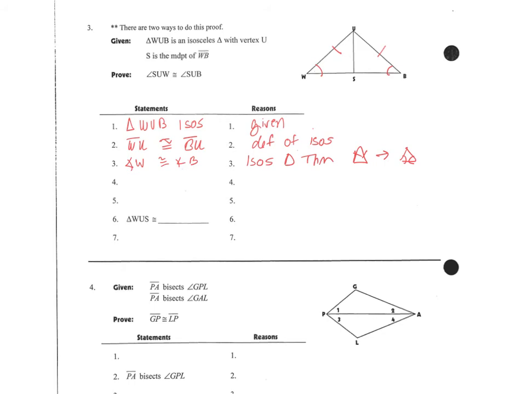The next thing that we could do from the second point of given information is that S is the midpoint of segment WB, and that is given. And so what that tells us, the definition of a midpoint, tells us then that segment WS is congruent to segment BS.